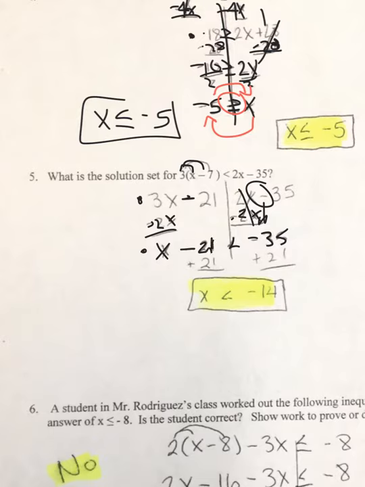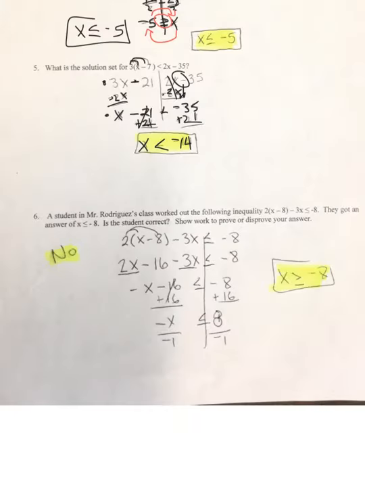To get rid of 21, I wrote that weird. You have to add 21. That cancels. At no time did we multiply or divide either side by a negative. So notice this time it stays less than. We didn't do anything to change that. And x is less than negative 14. That's pretty simple. Now the last one.